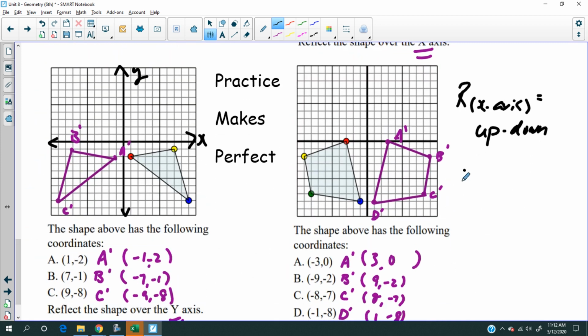Whereas if you are reflecting off of the y-axis, it's a left-right thing. If you're on the right side here and reflect off the y-axis, it goes over to the left side. If it's already on the left side, it goes over to the right side. So think of it like that. For these shapes, that's what you should be expecting.